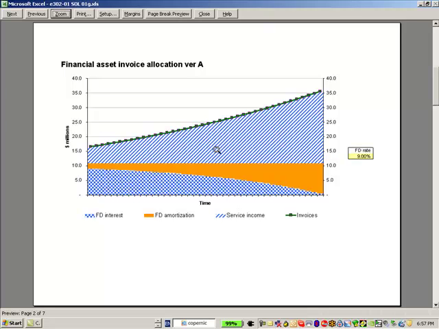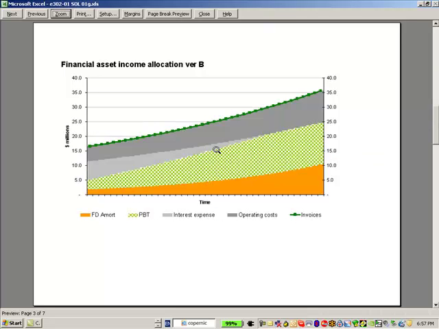Another way to look at it is to stack it up in a similar way to how we looked at the fixed asset, where again, nothing has changed with the operating costs or the interest expense on our debt. And essentially, the only bit that's missing from the income statement is this finance debtor amortization.